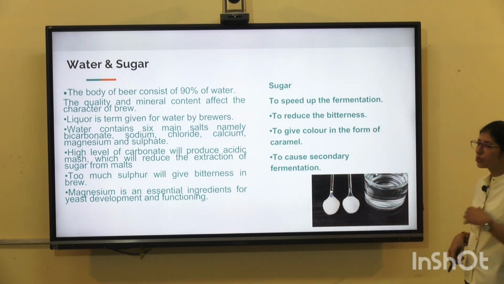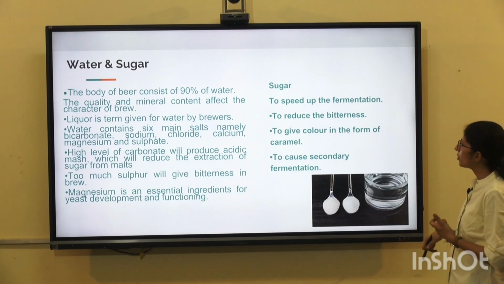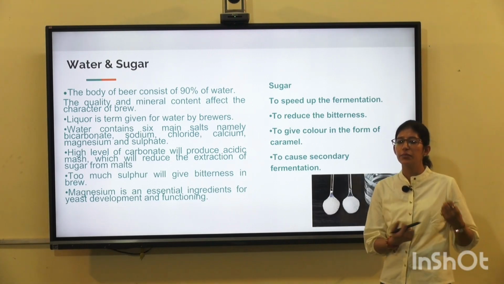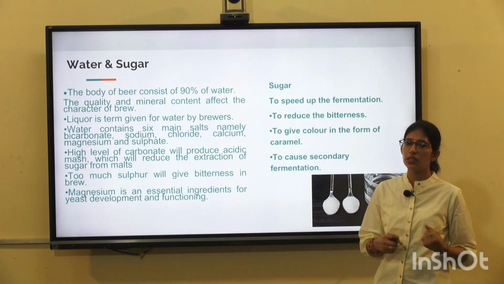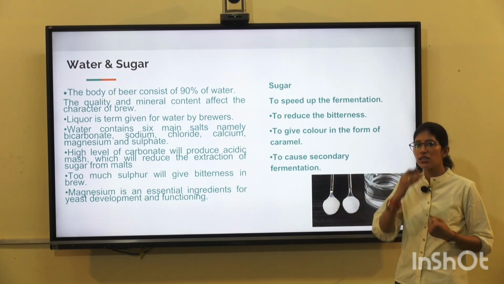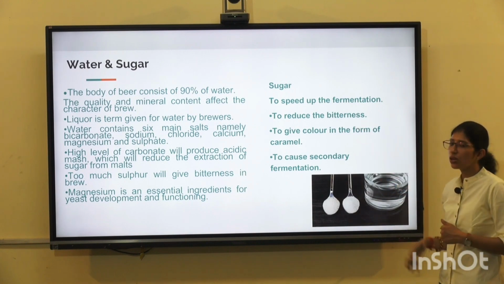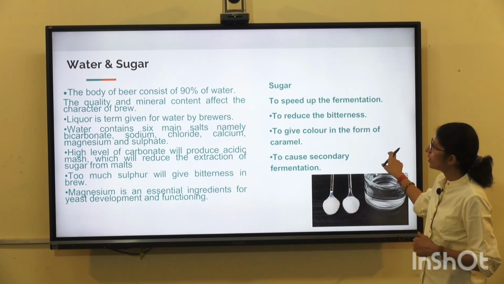Followed by sugar. It is used to speed up the fermentation process, reduce the bitterness, and give color to the beer. It could be a light beer, a dark beer, a caramelized beer, or a non-caramelized beer, depending on the strength of the sugar that has been provided for aiding the fermentation process and to cause the secondary fermentation if required.